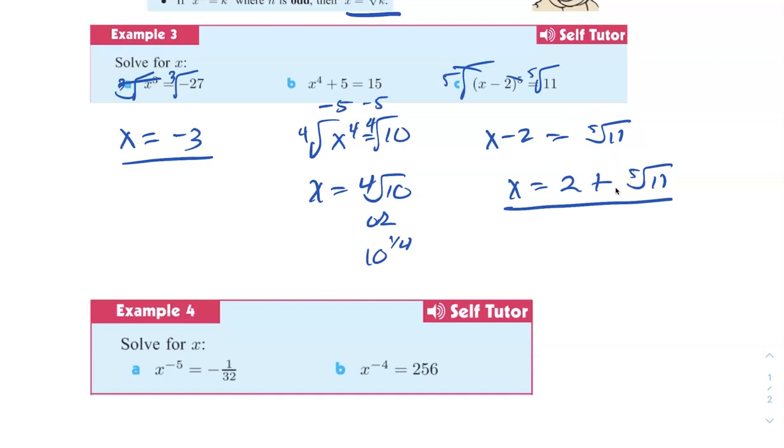And also keep in mind, a 5th root, or any root, is the same thing as saying the reciprocal power. So here you can also just do this: 1 to the 5th, 1 to the 5th. These would cancel, and you get x minus 2 equals 11 to the 1/5 power. These two things are equivalent.